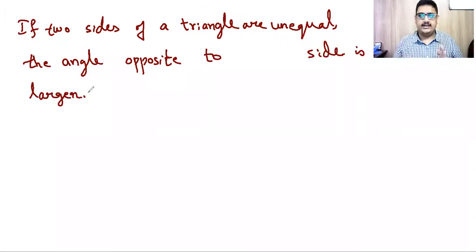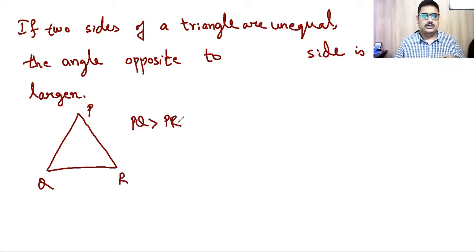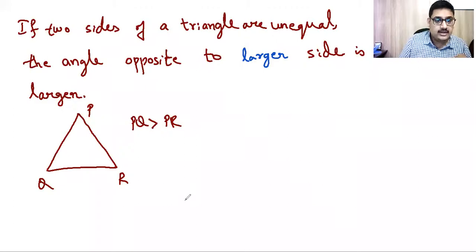So in a triangle, I'll give you an example. Let's consider this triangle PQR. I say PQ is greater than PR. So if two sides of a triangle are unequal, the angle opposite to the, yes, correct. What most of you have given is correct. The larger side is larger. We do not say it as larger side. What do we have to say? Anybody? Longer side.